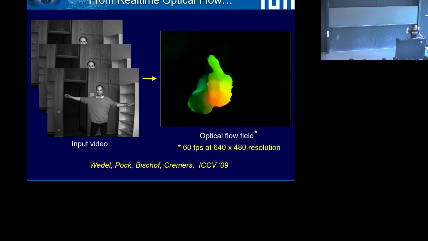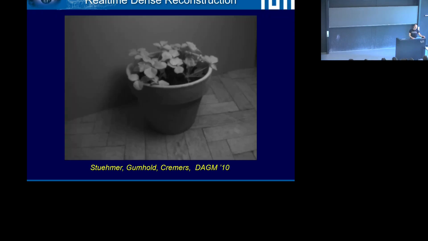And when I saw that, and this was running in 2009 at 60 frames a second at VGA resolution, I thought, wait a second, if that can be done at such speed, can we not reconstruct the 3D world at the same speed? Because the 3D world, when you capture the static world with a moving camera, is encoded in the flow directly. So you just have to rephrase things, and this is what we did.